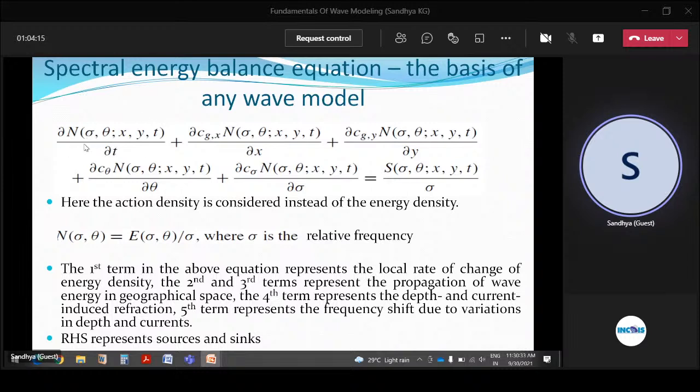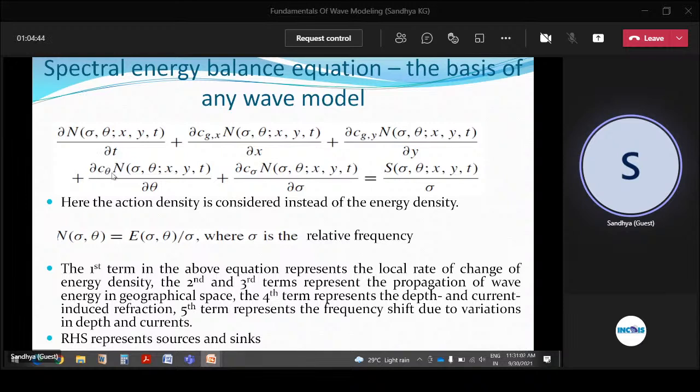Now, what is the first term? It is a partial differential equation in five-dimensional phase space: sigma, theta, x, y, and t. Sigma, theta is the spectral space, x, y is the physical, geographical space, and t is the time. The first term represents the local rate of change of energy density. The second and third terms, ∂/∂x and ∂/∂y, represent the propagation of wave energy in geographical space.